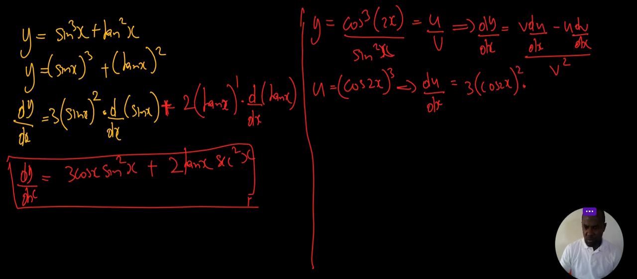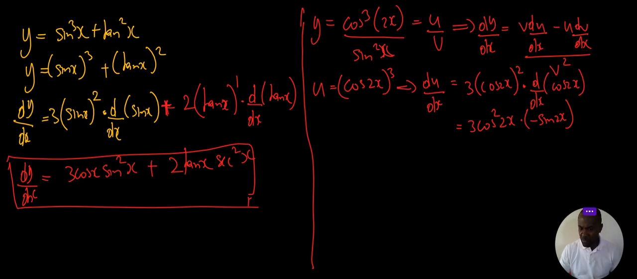But because this is a composite trig function, we have to multiply by the derivative of cos 2x. So this is going to give us 3 cos squared 2x times, now when we differentiate cos, we get minus sine. So the first part of this is going to be minus sine 2x. But cos 2x is itself a composite function, and now we have to multiply by the derivative of 2x. The derivative of 2x is simply equal to 2. So this little piece right here is equal to 2.